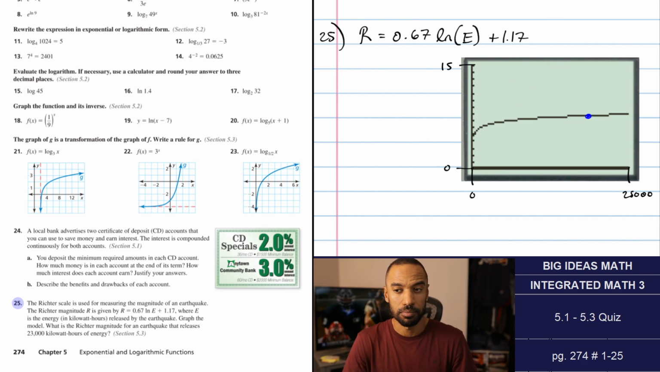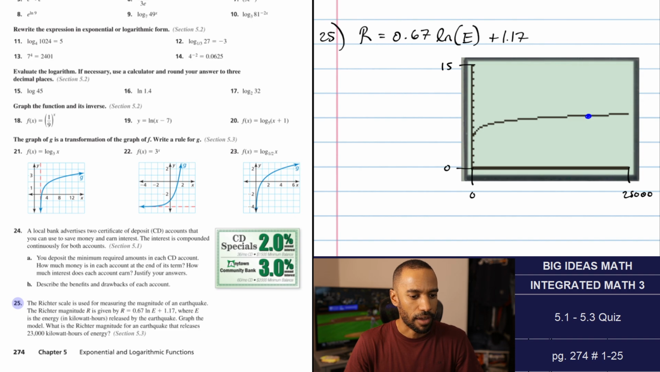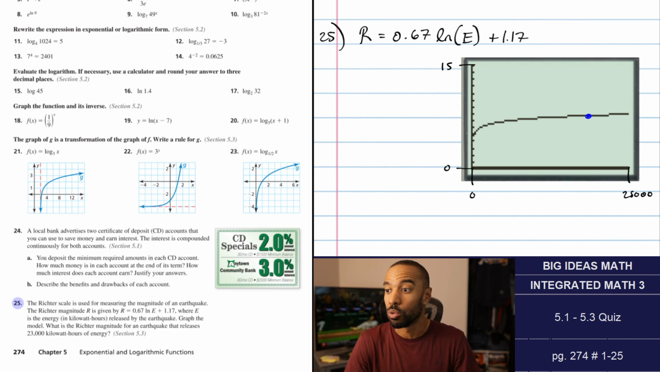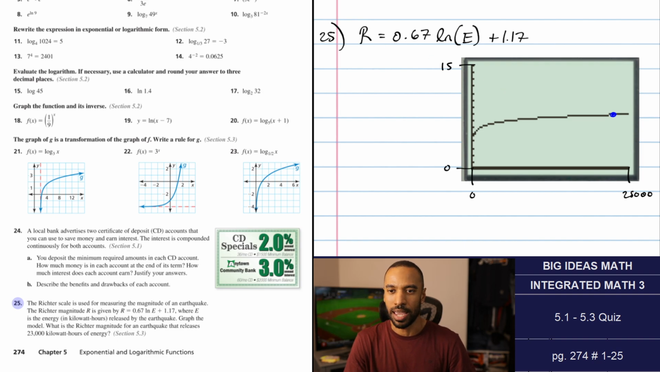We're going to substitute it, obviously. It says, graph the model. What is the Richter magnitude for an earthquake that releases, oh, 23,000? I thought they wanted 20,000. So good thing I went to 25,000. It's going to be probably closer to 8, I'd say. But we're going to go ahead and do that in our calculator.